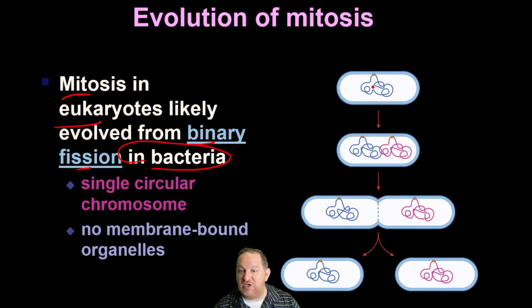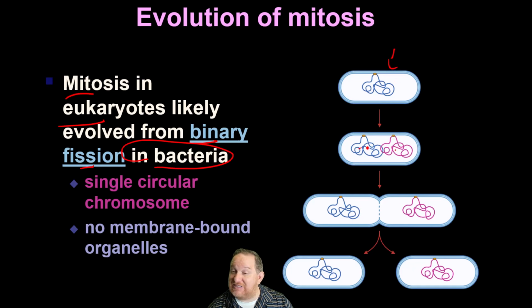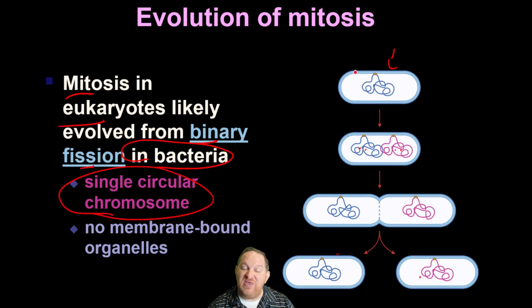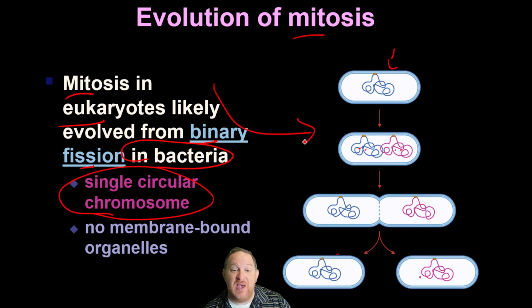Well, remember binary fission, one bacteria duplicates their chromosomes, then divides into two cells. Now, bacteria had a single circular chromosome. We have many linear chromosomes. So we think our mitosis evolved more than likely from this bacterial binary fission. Because you start with one cell, you end with two, and basically it divides up the chromosomes. Okay? So hopefully in this video, you now understand a bit more of how our cells have their own life cycle, and then how our cells divide through the process of mitosis.